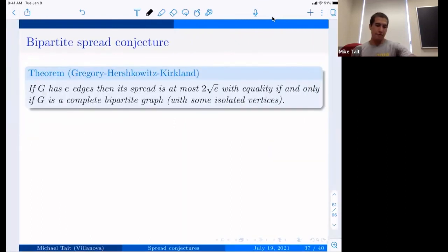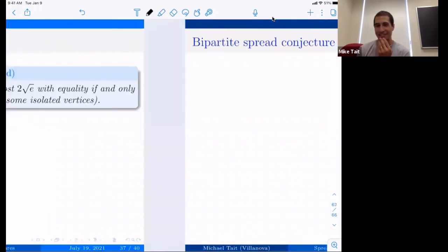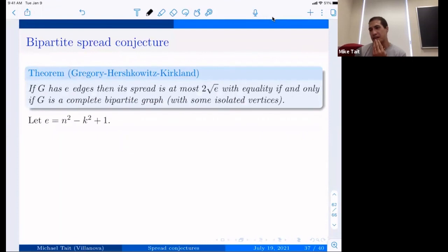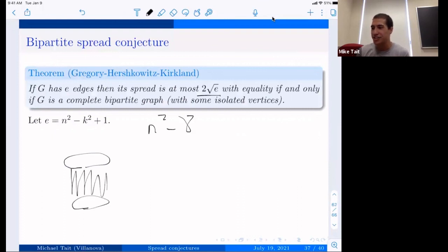Okay, so I have 5 minutes left. I only made 2 slides about the bipartite spread conjecture, and one of them is blank, so I'll say 2 minutes about it. If the number of edges is the number of edges in a complete bipartite graph. So let's look at n squared over 4 minus 8 edges. Okay, n squared over 4 minus 8.